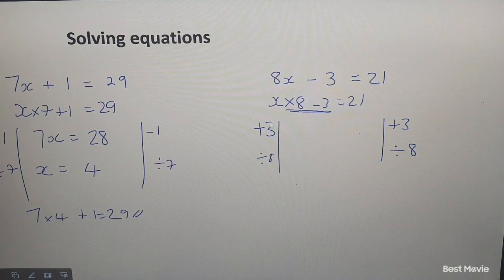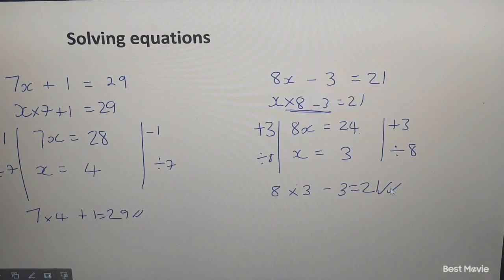So 8x minus 3 add 3 is 8x. 21 add 3 is 24. 8x divided by 8 is 1x. And 24 divided by 8 is 3. So to check, 8 times 3 is 24. Take away 3 is 21. Okay, well done.